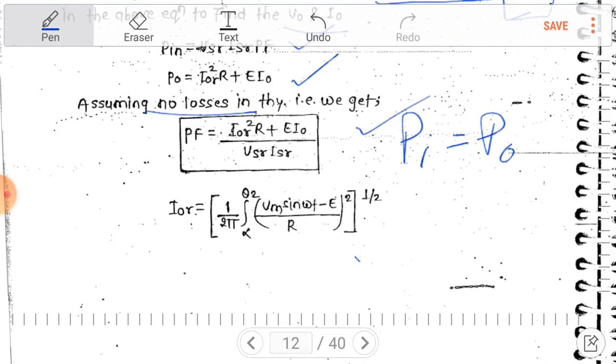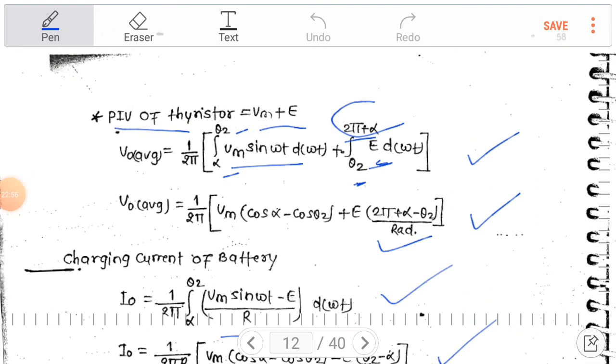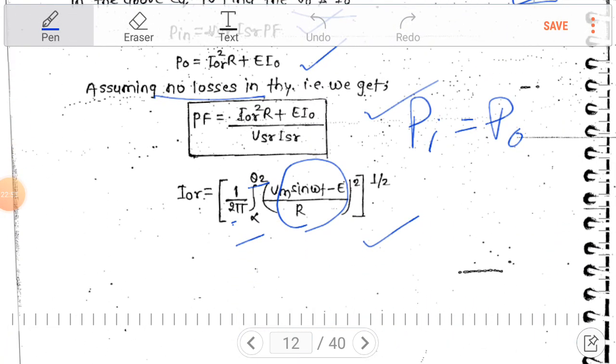This is the RMS current we will calculate by using the intermittent current: taking the square and integrating from alpha to theta 2, and then dividing by the time period, then taking the under root. This is all about single phase half wave rectifier. In next session we will continue with single phase full wave rectifier and semiconverters.